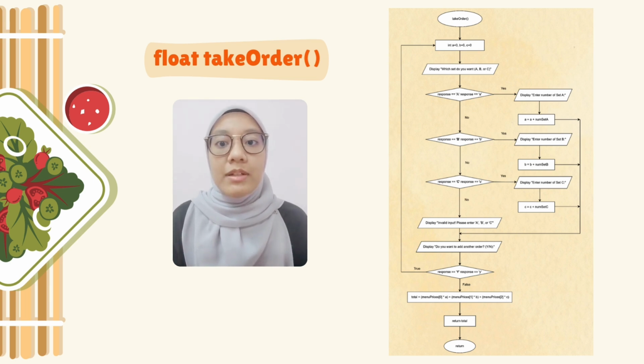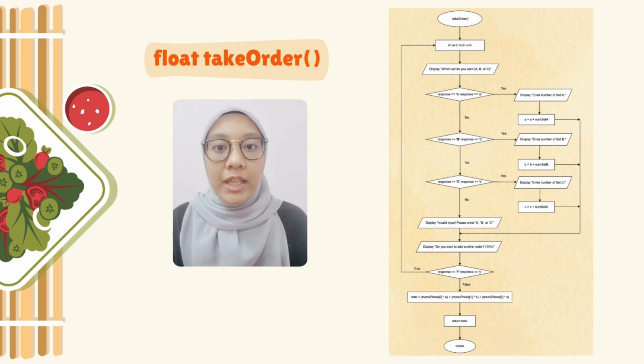Inside the loop, the user is asked which set they want to order, A, B, or C, and depending on their selection, they are prompted to enter the quantity of the chosen set. The corresponding variable A, B, or C is then updated with the entered quantity. If the user enters an invalid option, they are informed and prompted to try again.